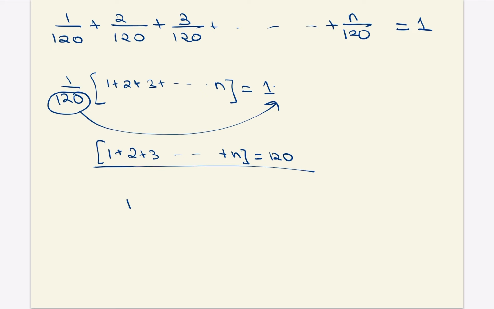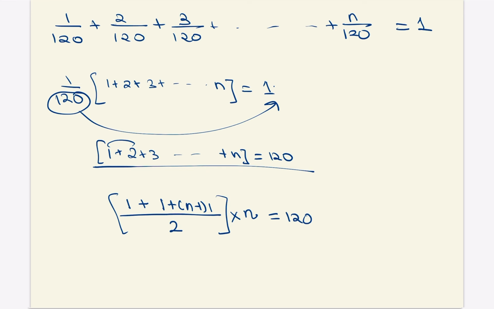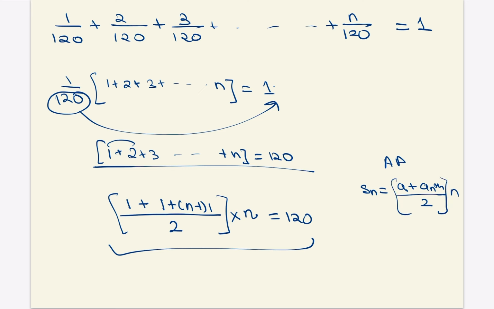Now we know the arithmetic progressions concept. The first term plus the nth term, which is first term plus (n minus 1) into d, where d in this case is 2 minus 1, which is 1, upon 2, the average of both terms, multiplied by the number of terms, which is n, should be equal to 120. That's the sum, right? The formula for the sum of n terms of an AP is (first term plus nth term) by 2 multiplied by n.